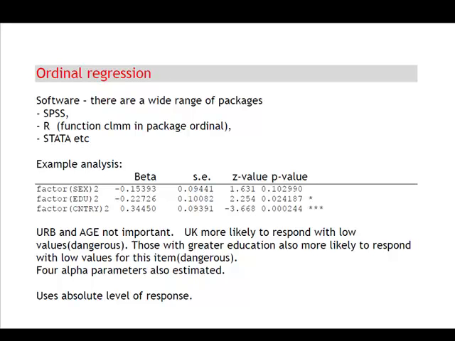But this is working on the absolute value of the response. It's taking that numerical scale and saying, how does that vary? Now, it might be that people in Austria have a different way of interpreting what that scale means to people in the UK because of cultural reasons. So there is an issue about whether we should be using an absolute measure.